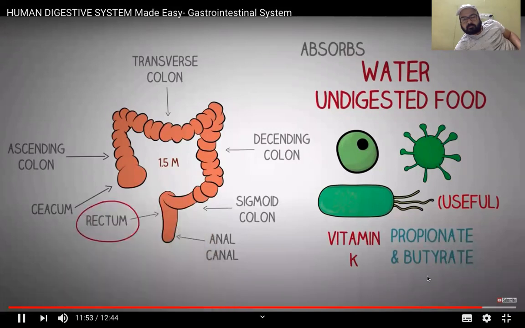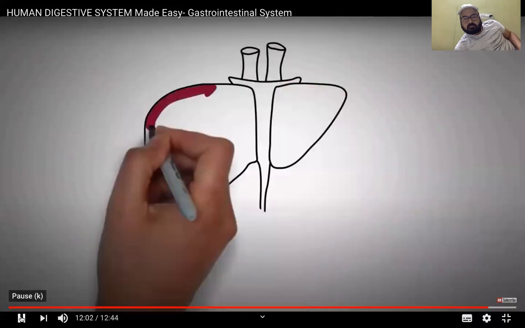After this, the remaining material turns almost solid, which is compacted in stools and stored in the rectum till it's excreted through the anus. So this was a brief review of the human digestive system.